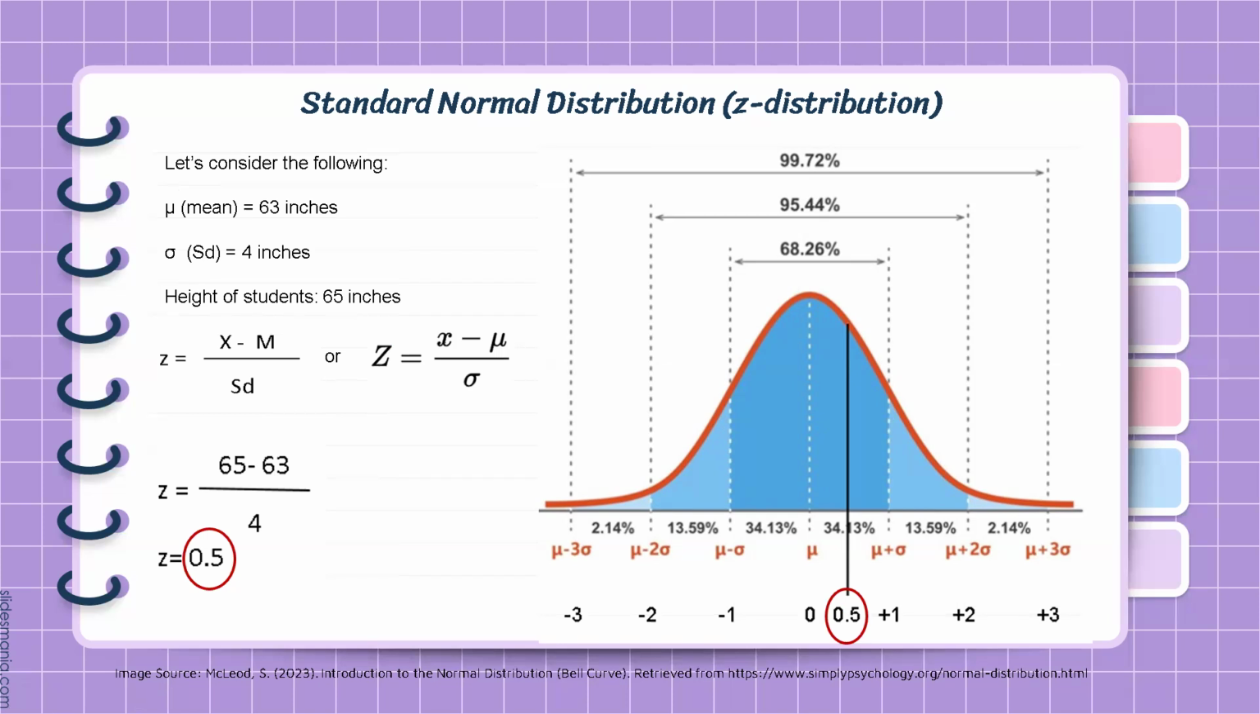Values that are larger than the mean have positive z-scores, and values that are smaller than the mean have a negative z-score. If the value is equal to the mean, the value has a z-score of 0. So to solve for the z-score of the given example, with the height of the student of 65 inches, we subtract the mean from this 65. So 65 minus 63 is equal to 2, divided by the standard deviation of 4. Then the result is 0.5.